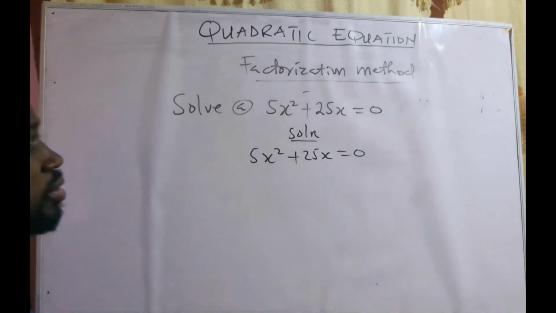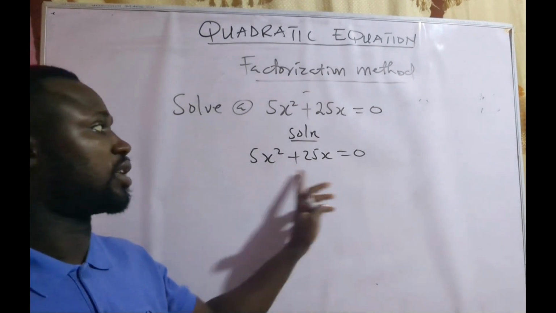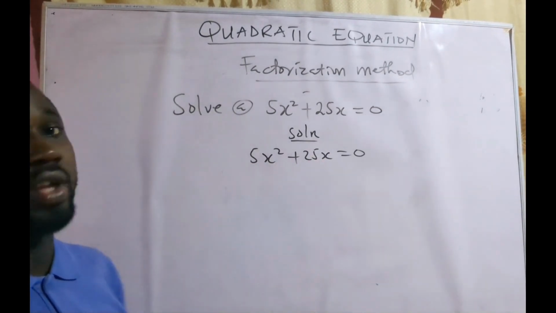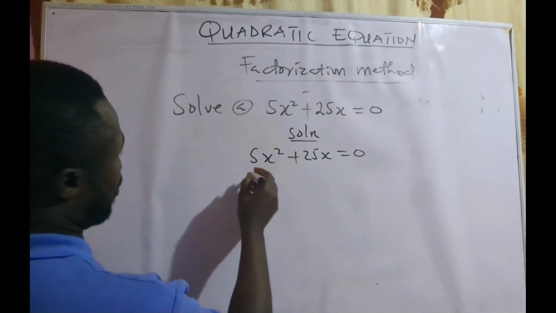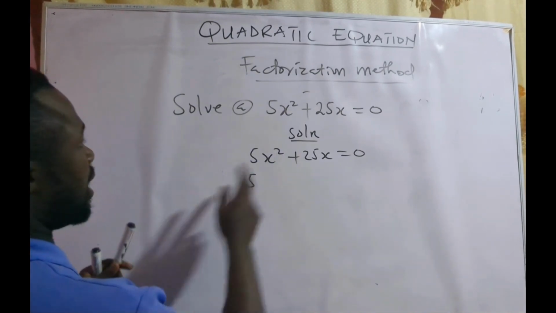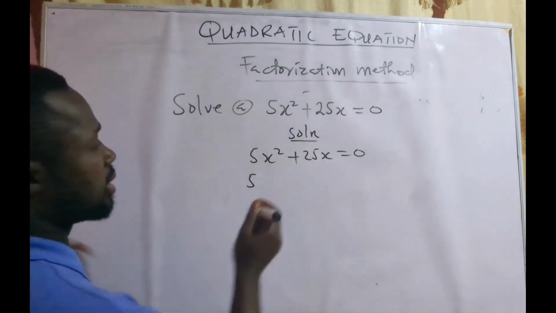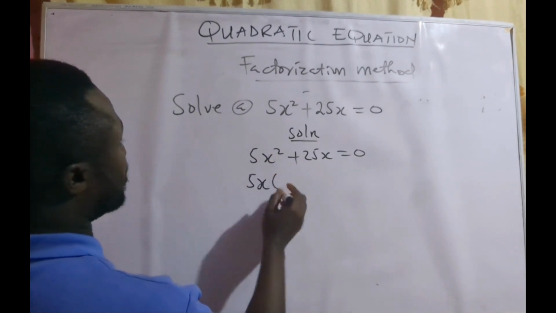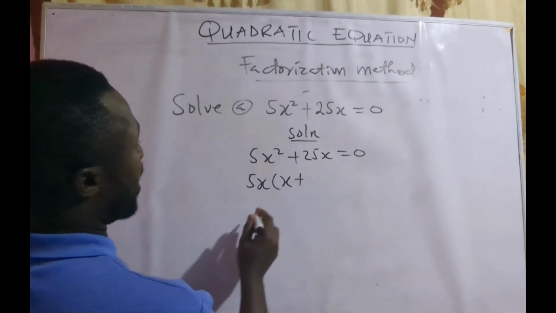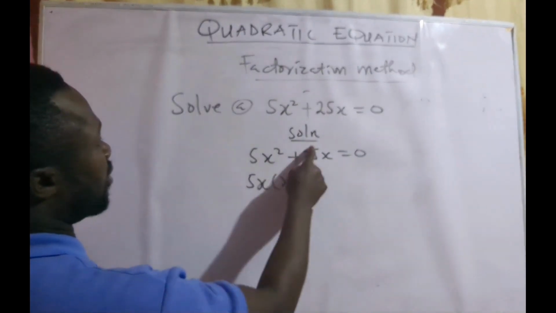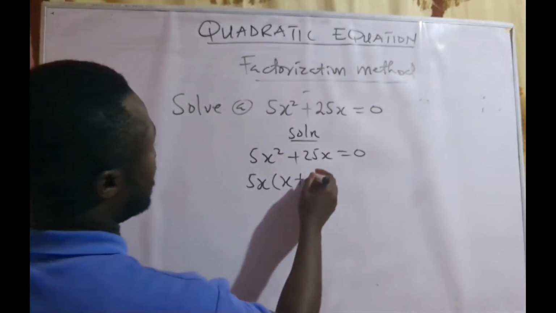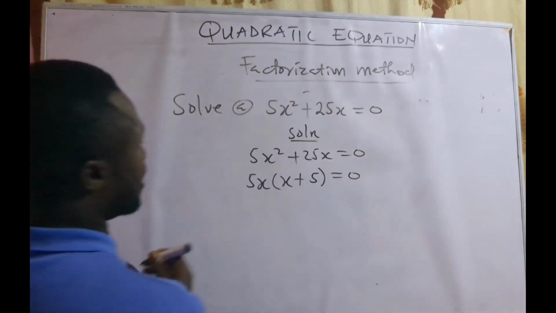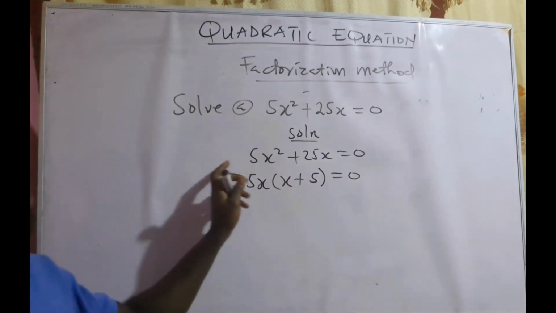So what we do is what? To bring the highest common factor out, 5x squared and then 25x. 5 can go into 25, 5 can go into this, so 5 will come out. x can go into x squared, x can go into x, so x will come out. Then what is remaining here is x plus 5, because 5 can go into 25 5 times, and x can go into x 1 time, so x plus 5 equal to 0. So that when you expand this, you get back the same thing.